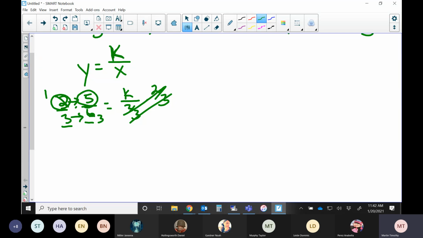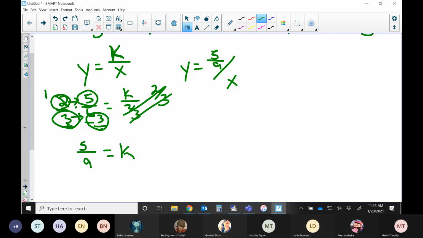Then I look at the 5. Does the 5 have anything in common with 3? No. Does it have anything in common with this 3? No. So then this would end up being 1 times 5, which is 5, over 3 times 3, which is 9. You cannot simplify this 3 with this 3 because they are both located in the denominator. So K equals 5/9. So since K equals 5/9, the final answer for this would be Y equals 5/9 over X. That's my K over X.